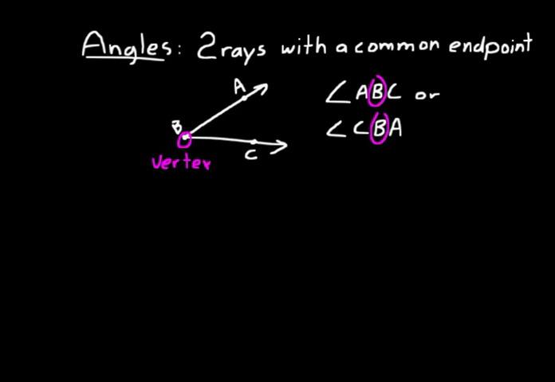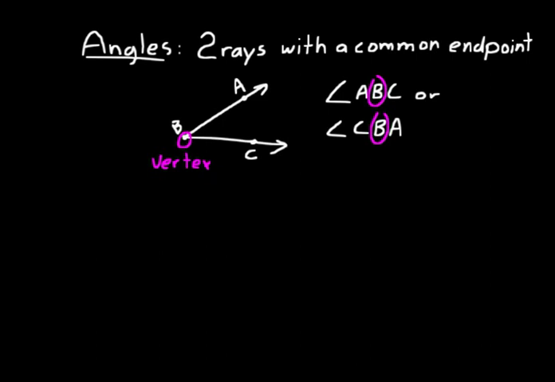So you have to have three letters to define or identify an angle, or in other words, 3 points. The middle one is always the endpoint of the two rays, which when we combine them like that, we call that intersection point the vertex. Lines have to be defined with 2 points. Rays or angles have to be defined with 3 points, and the vertex is always the middle point.